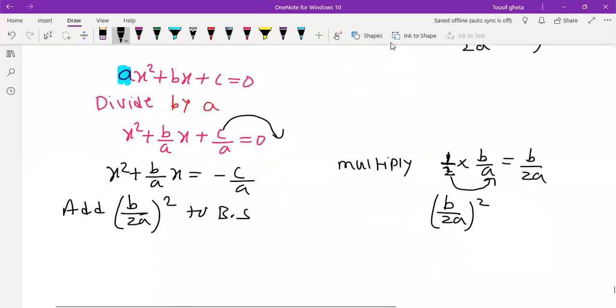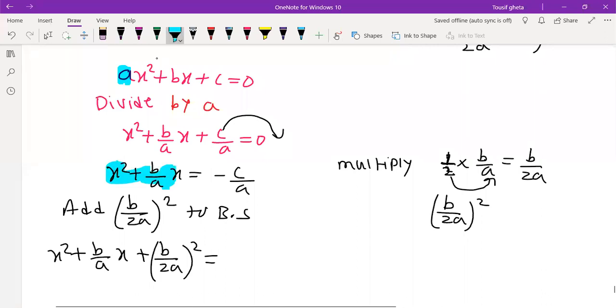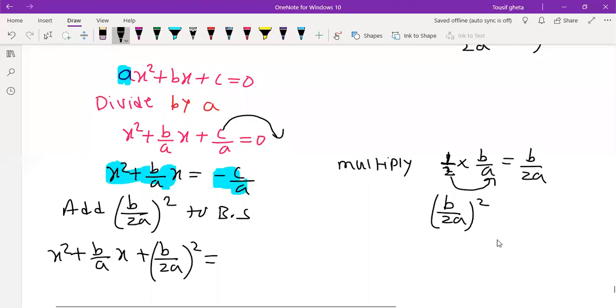We will write x square plus b by a x plus b by 2a whole square. To this side we added. Now we should add this side also. So what we will write? b by 2a whole square minus c by a. Correct?